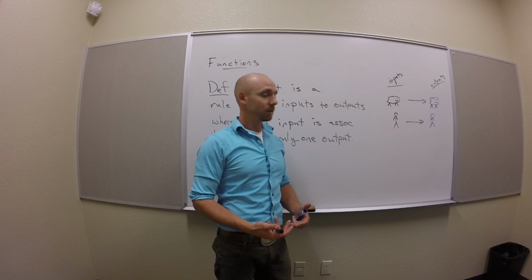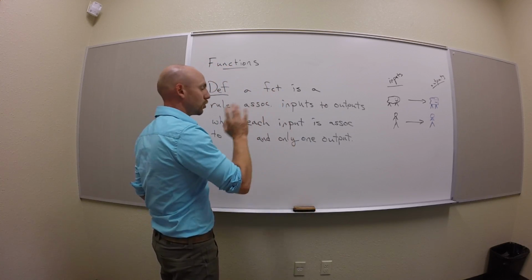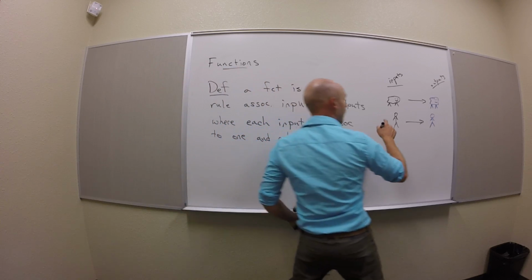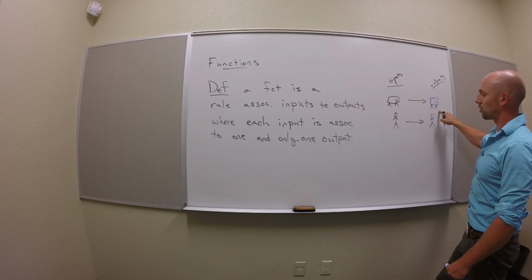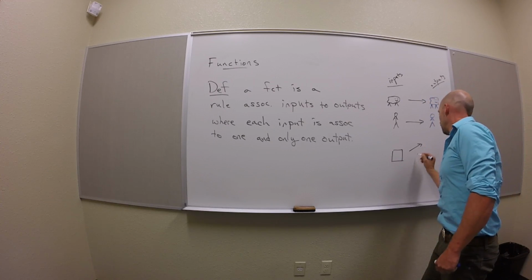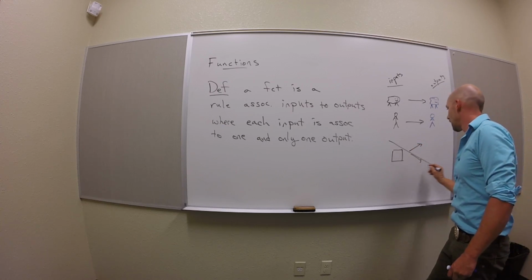Does that make sense? So this is all I want from you for now. Right now, a function is a rule associating ins to outs. Specifically, I can have this kind of picture where an input corresponds to an output, but what I cannot have is this sort of picture where it goes two places. Yeah, this is not allowed.